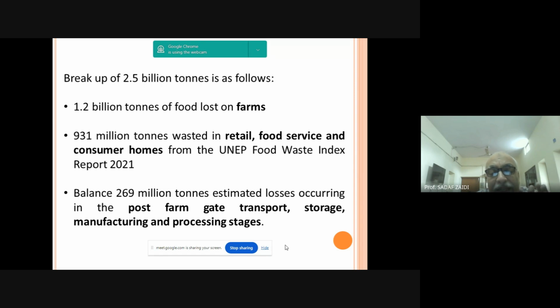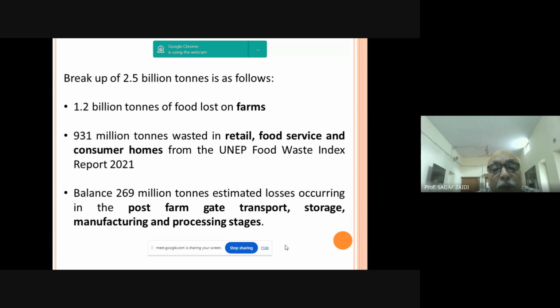So before going to malls, before reaching the consumer, before reaching the retailer, how much of our food is being lost? 269 million tons. And 1.2 billion tons is being lost on farms, and 931 million tons is being wasted in homes, in retail and food service. So this 931 million tons is the food waste, and this 1.2 billion tons and this 269 million tons fall in the category of food loss.